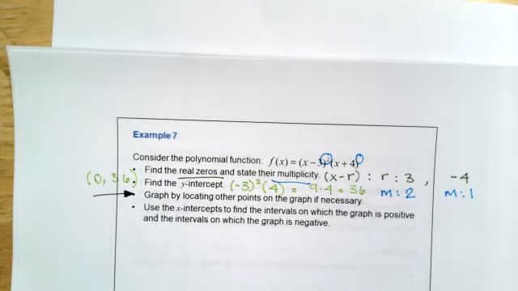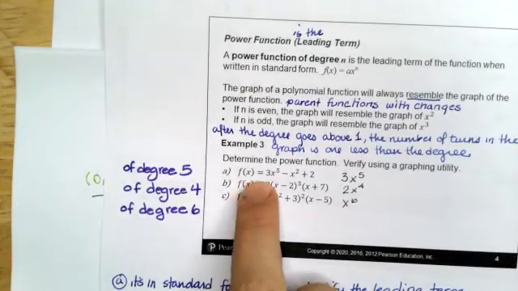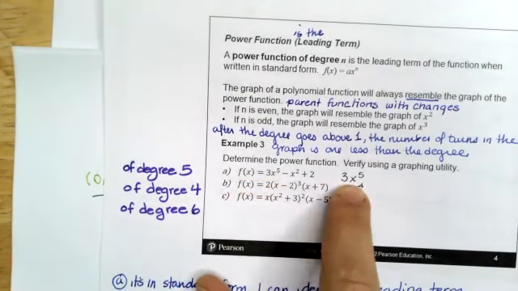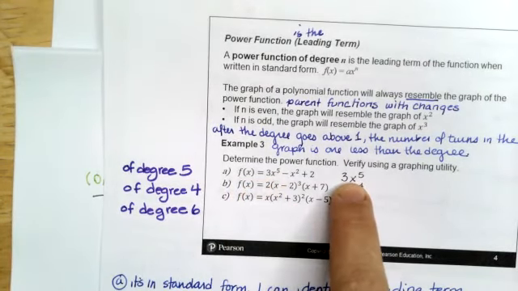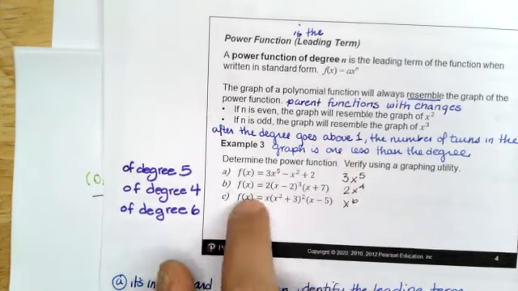The power function is the leading term, right? This isn't exactly the paper we use, sorry. But for 5x to the 5th minus x squared plus 2, your leading term is going to be 5x to the 5th. It looks almost the same as the whole polynomial, but it's your leading term.